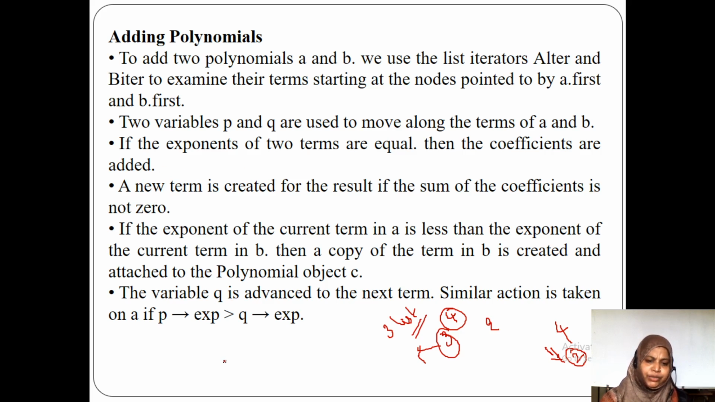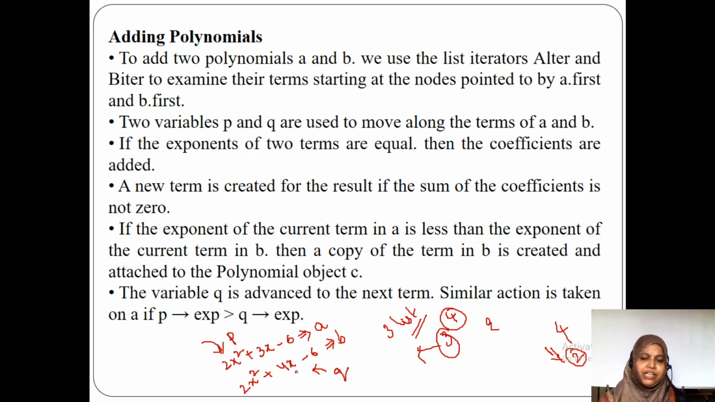For example, here 2x square plus 3x minus 6 is one polynomial. It is going to be represented by this a. Here 2x square plus 4x minus 6 is going to be represented by b. Here the variable p is going to represent a, and q is going to represent b. Here the exponent: 2x square is there, so x square here. Now in general, what is the answer for this one? Here 2x square plus 2x square is 4x square, plus 3x plus 4x is 7x, minus 6 plus minus 6 is minus 12. This is the original answer for this one.